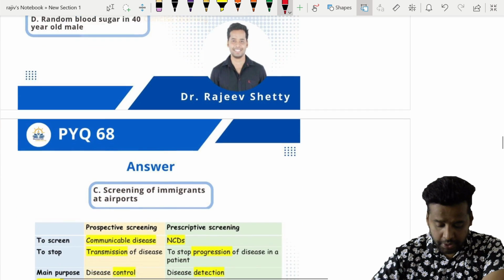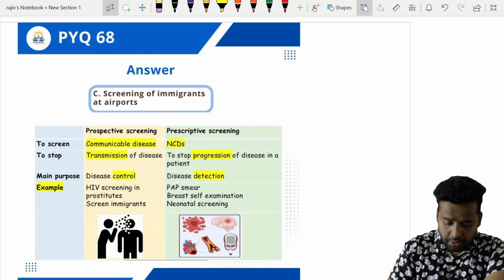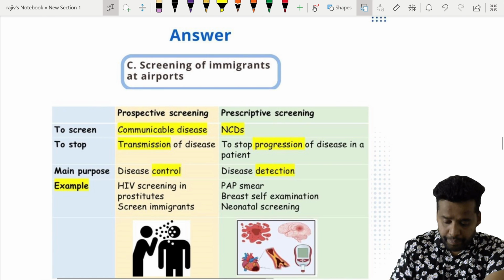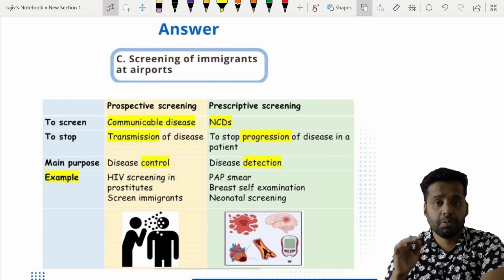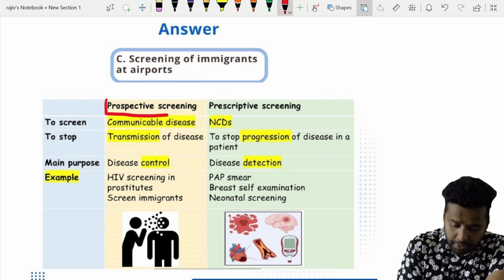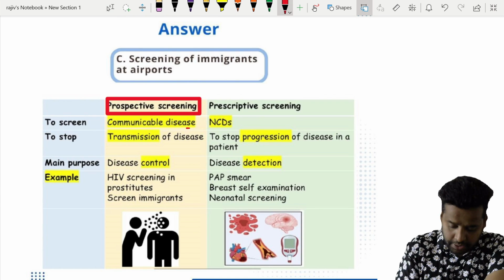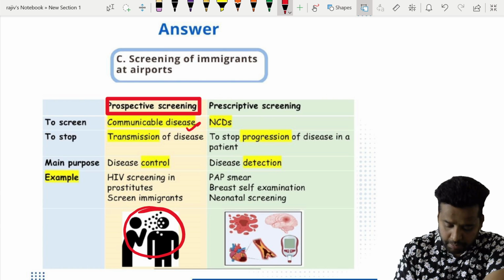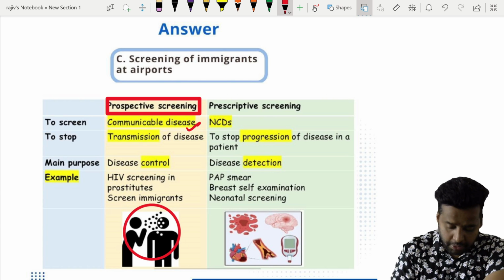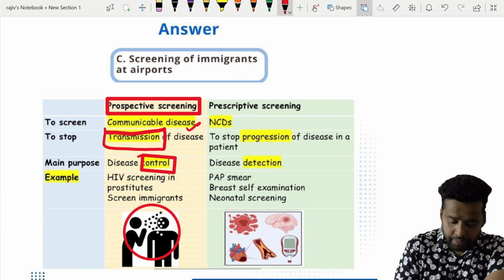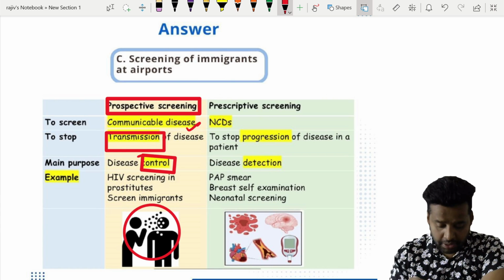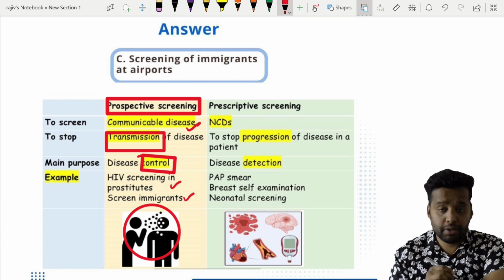What is prescriptive and prospective screening? See here, prospective screening is for communicable diseases where you can prevent the spread of disease. Disease control is my purpose, where you can prevent the transmission of disease, like HIV, swine flu in immigrants.